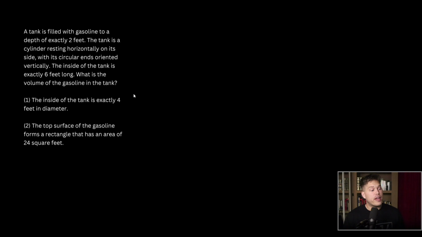A tank is filled with gasoline to a depth of exactly 2 feet. The tank is a cylinder resting horizontally on its side, with the circular ends oriented vertically. The inside of the tank is exactly 6 feet long. What is the volume of the gasoline in the tank? Okay, let's draw this out.